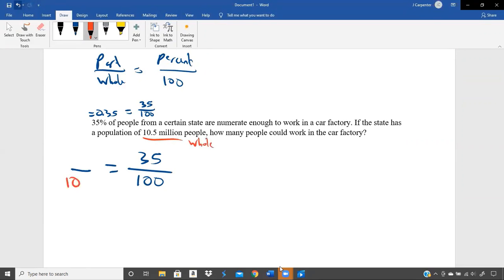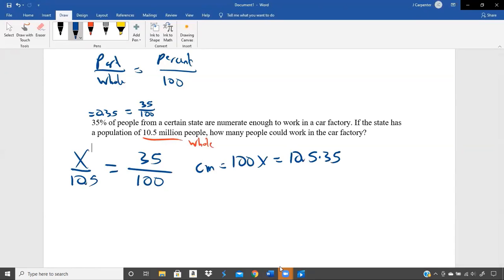So the 10.5 million people goes in the bottom, and we generally don't write our units when we write proportions, so we just have to remember that these are in millions of people. Then the top, we have no idea what it is, so that's our X. So we cross multiply, which says we take the 100 times the X equals the 10.5 times the 35.